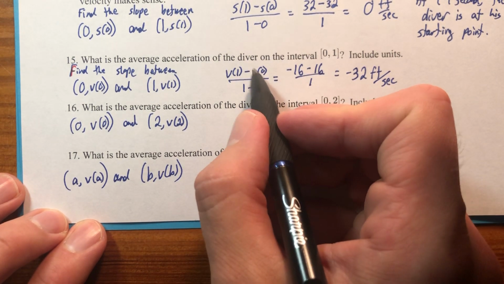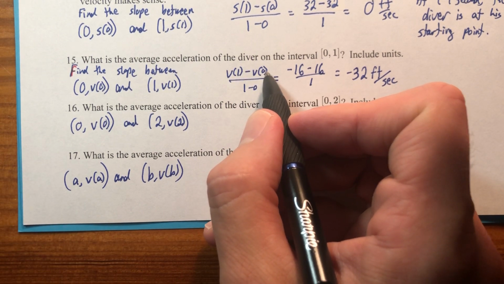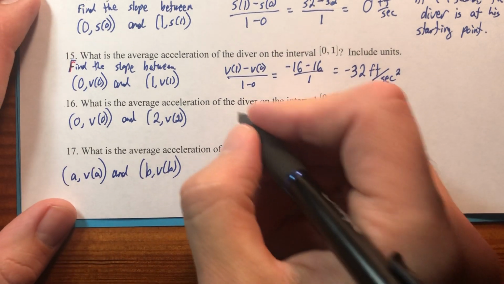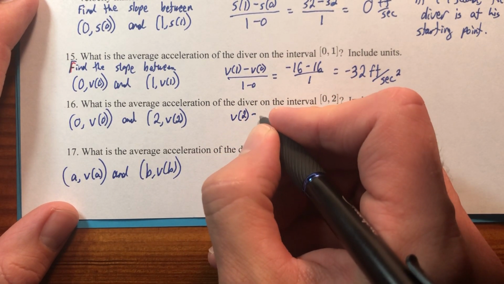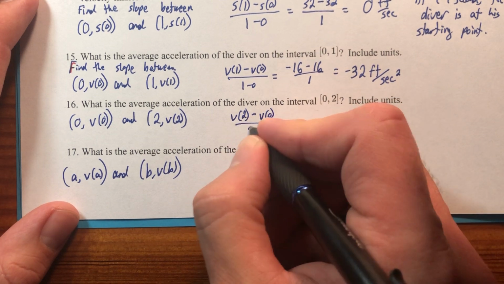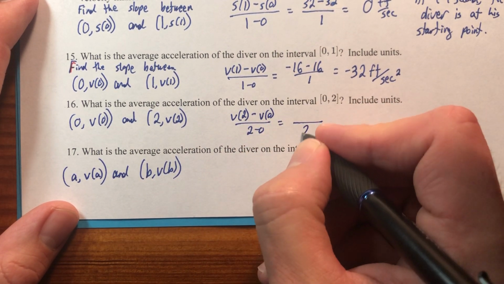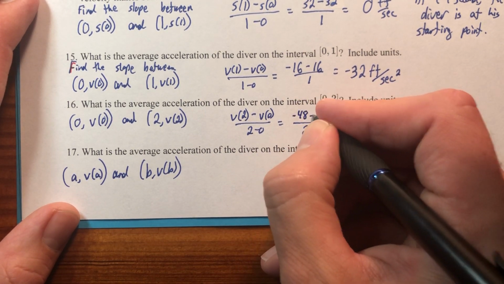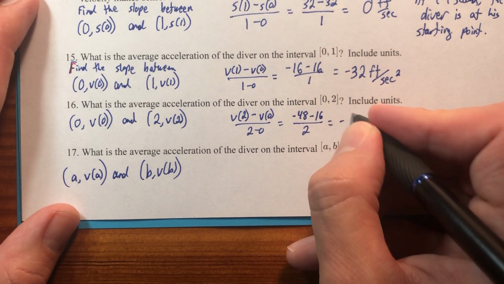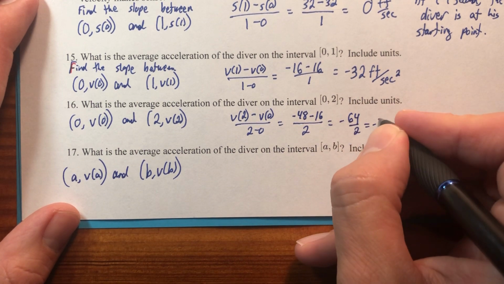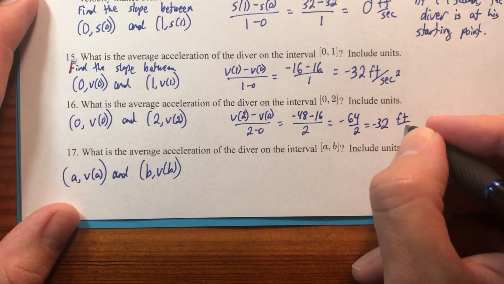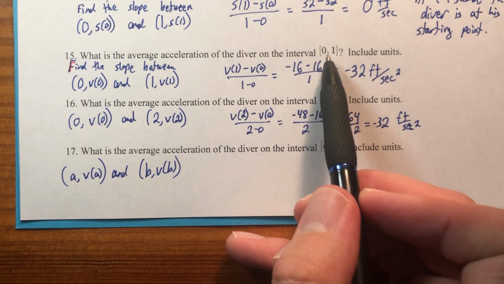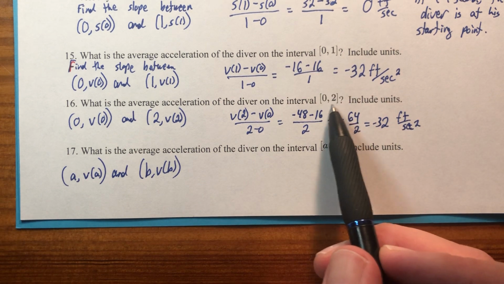Okay, so the units up here were feet per second, and then I divide by second. So it's feet per second per second. So feet per second squared. Let's do the same thing here. So v of 2 minus v of 0, and that's going to give me 2 minus 0 in the denominator. So 2 in the denominator, that one's obvious. v of 2 is negative 48. This is 16. We figured that out already. And I have negative 64 over 2, which is negative 32 feet per second per second. So the average acceleration is the same on this interval as it is on this interval.